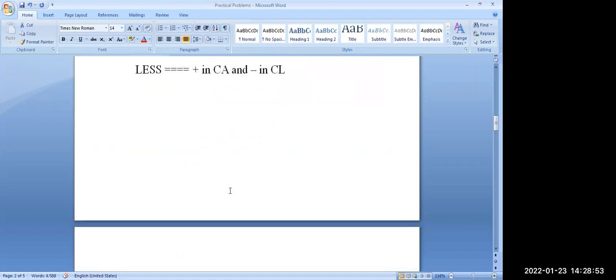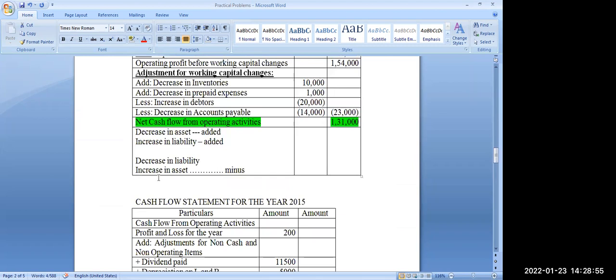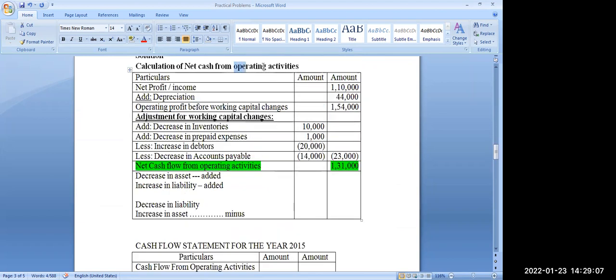After this, we can have cash inflow from financing activity and cash inflow from investment activity. But to find out the cash flow from operating activity, the starting point should be profit, and we have to add depreciation, and we have to adjust the working capital changes. What are working capital changes? Increase or decrease of current assets and current liabilities.